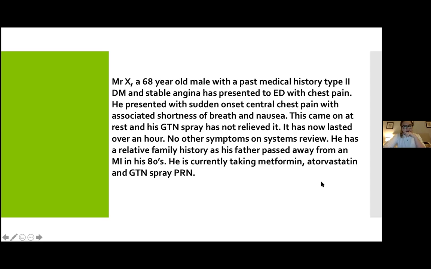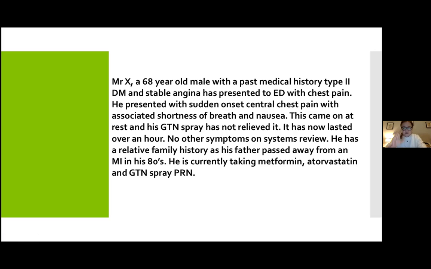So Mr. X is a 68-year-old male with a past medical history of type 2 diabetes and stable angina. He's presented to ED with chest pain. So he presented with sudden onset central chest pain with associated shortness of breath and nausea. This came on at rest and his GTN spray has not relieved it. It has now lasted over an hour. No other symptoms on systems review. He has a relevant family history as his father passed away from an MI in his 80s. He's currently taking metformin, atorvastatin, and GTN spray.